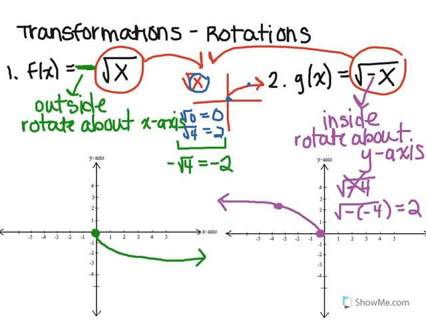And what you want to keep in mind with all transformations, whether it be horizontal, vertical, or rotation, or any other, is that you can always verify your graph by just plugging in some values for x, finding your values for y, plotting those points, and just making sure that they're in line with the graph.